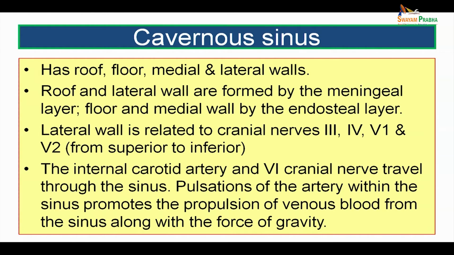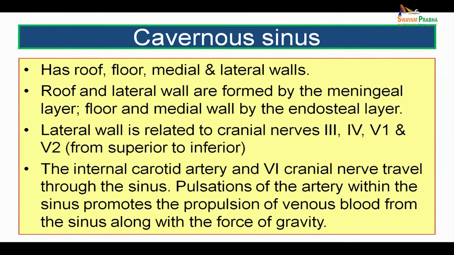The important relations of the cavernous sinus: within the lateral wall of the cavernous sinus, we see presence of 4 cranial nerves. From superior to inferior, these are the 3rd cranial nerve, that is the oculomotor nerve. Next is the 4th cranial nerve, which is the trochlear nerve. Next comes the first division of the trigeminal nerve, that is the ophthalmic nerve, and inferior most is the 2nd division of the trigeminal nerve, which is the maxillary nerve.